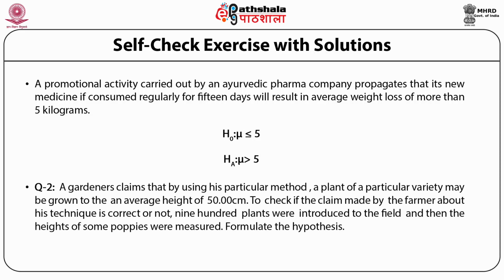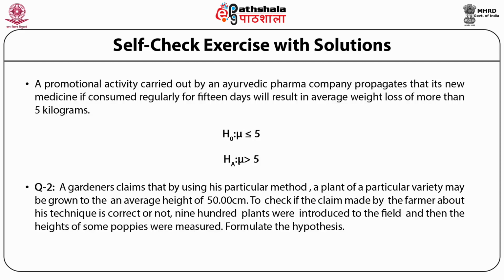A gardener claims that by using his particular method, a plant of a particular variety may be grown to the average height of 50 centimeters. Now this is the claim which has been made. Now we will verify it. To check if the claim made by the gardener about his technique is correct or not, 900 plants were introduced to the field and then the heights of some poppies were measured. Now we need to test this claim which is being made by the gardener.